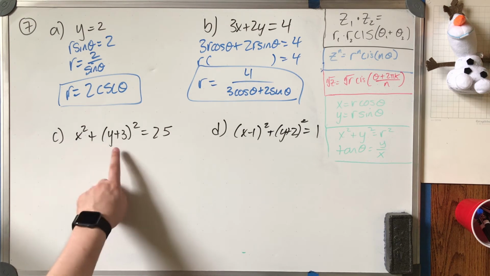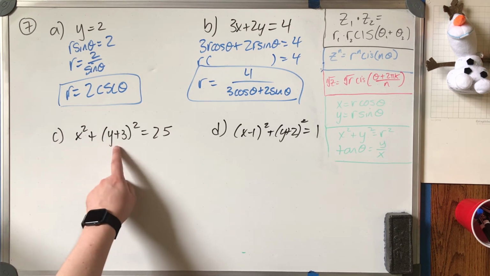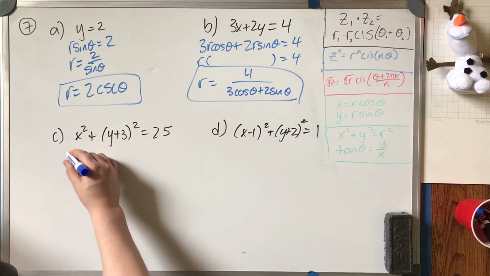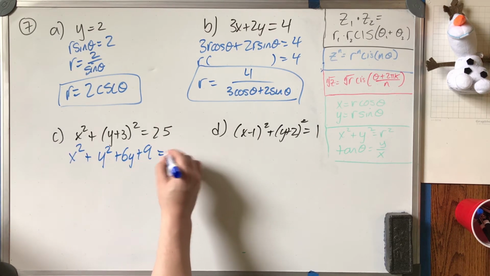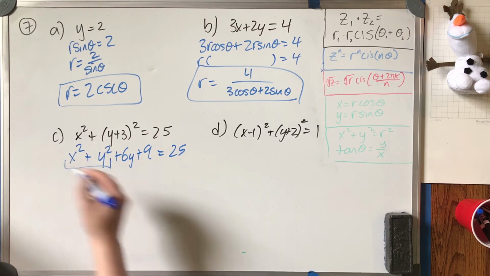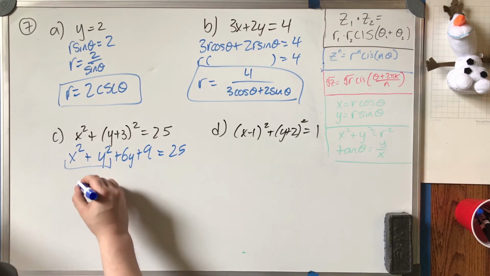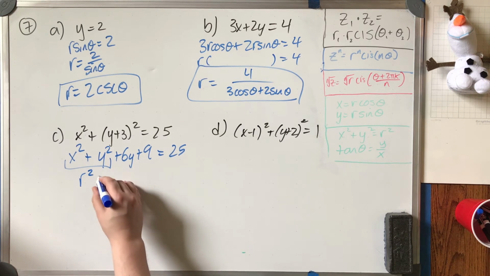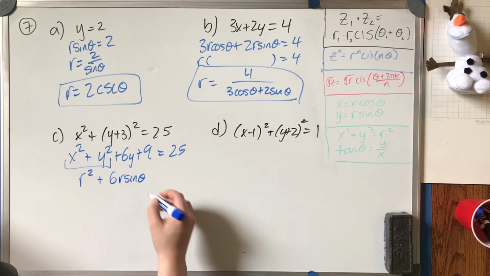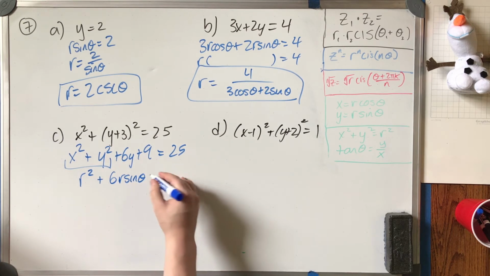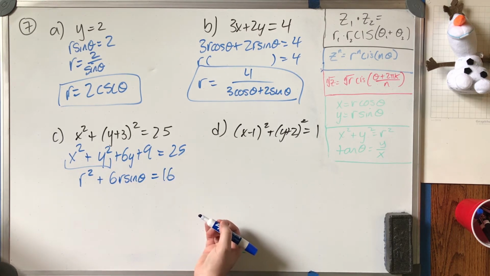For c, we could replace things immediately, but it's much easier if we actually FOIL this stuff first. So I'm just going to FOIL that out. I'll get y squared plus 6y plus 9 equals 25. So now I have an x squared plus y squared, which we know is really r squared. I have a 6y, which I can rewrite as 6r sine theta. And I can actually take this 9 and move it to the other side, so I'll have a 16 there.